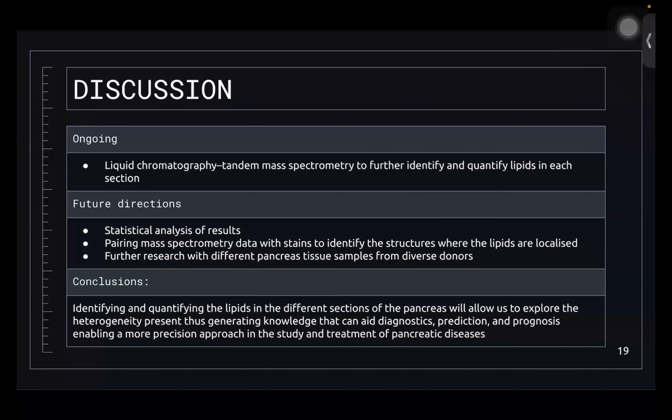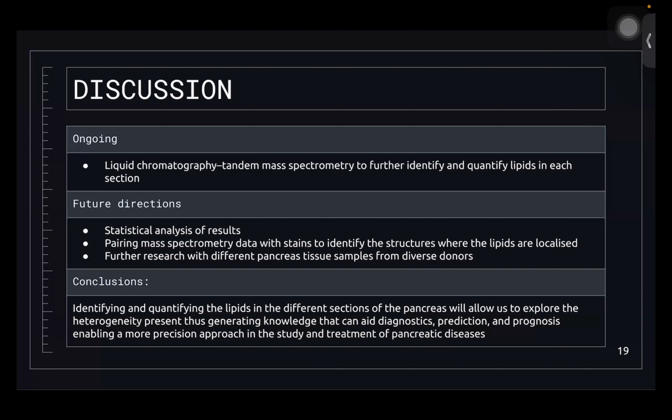Also, if we determine a particular lipid is more abundant in, say, the tail, and we find out that lipid is important for maintaining cell structure or for secretions or something like that, and then we see that it's downregulated in a diseased pancreas, we can ask, what are some ways we can upregulate this lipid as a possible treatment mechanism or things of that sort, right?